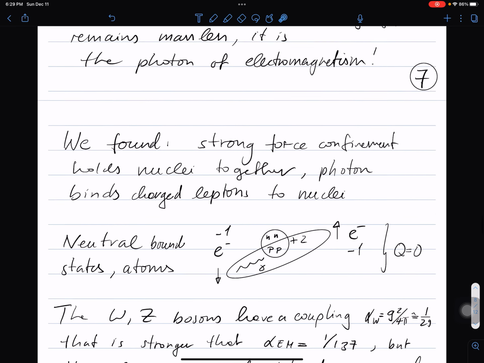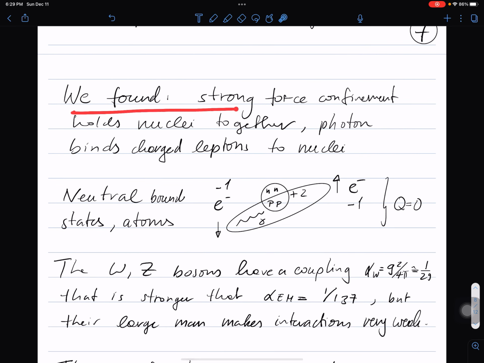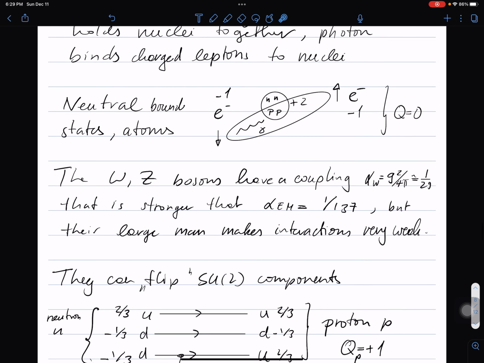And that means that this is the massless long-range field that we have, and this is the photon of electromagnetism in our nature. So now we found that strong force confinement holds nuclei together, and that the photon is a long-range force that can bind the leptons to the nuclei, the charged leptons. So the electrons are bound, for example, here to this helium-2 nucleus, needs two electrons, and it will form a neutral atom with Q equal to 0.